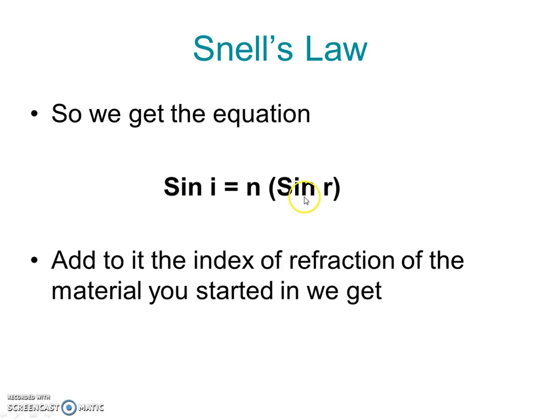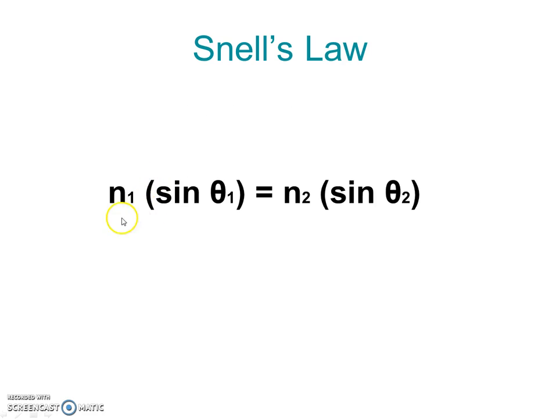So let's substitute it in for our equation. So we'll use small letter n, but we have to also include the material that we started in, which in this case was air. So we get this equation here. Copy this equation into your notes. This is called the Snell's Law equation. There are 4 variables, n1, theta 1, n2, theta 2. So let's figure out what all 4 of these variables represent.